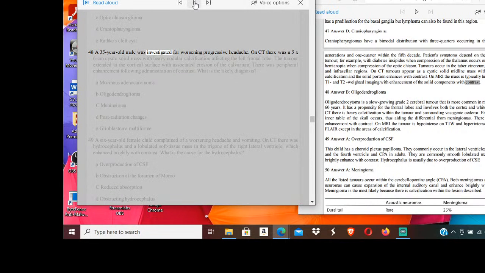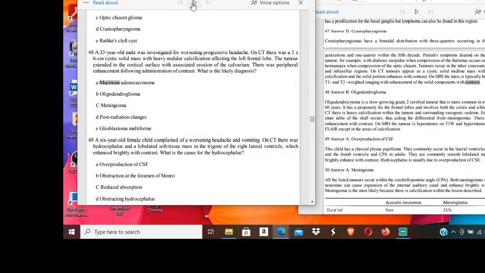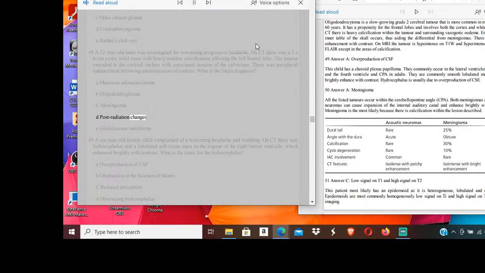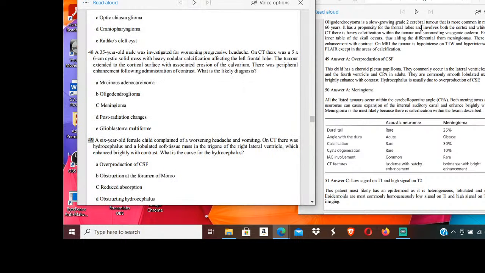48. A 35-year-old male was investigated for worsening progressive headache. On CT, there was a 5x6 cm cystic solid mass with heavy nodular calcification affecting the left frontal lobe. The tumor extended to the cortical surface with associated erosion of the calvarium. There was peripheral enhancement following administration of contrast. What is the likely diagnosis? A, mucinous adenocarcinoma. B, oligodendroglioma. C, meningioma. D, post-radiation changes. E, glioblastoma multiforme.